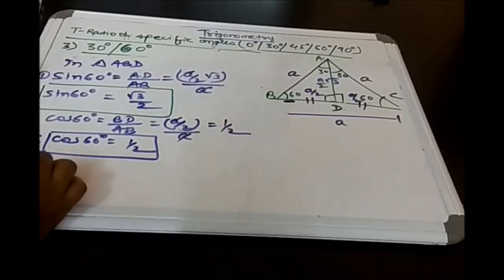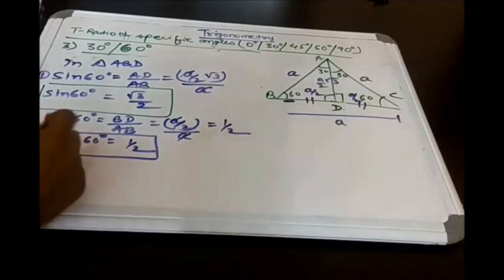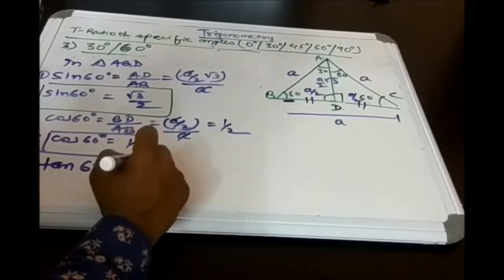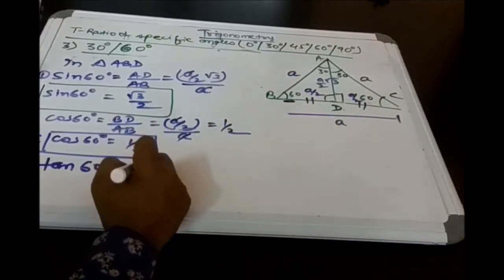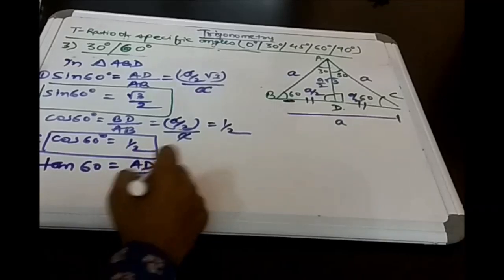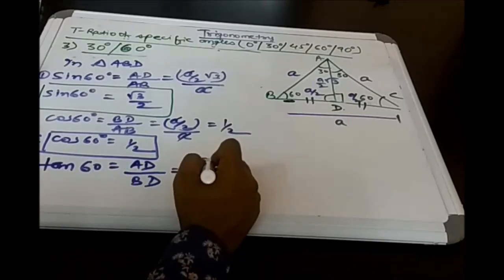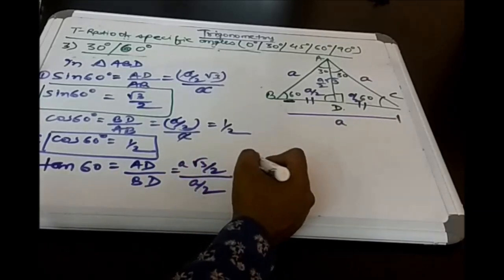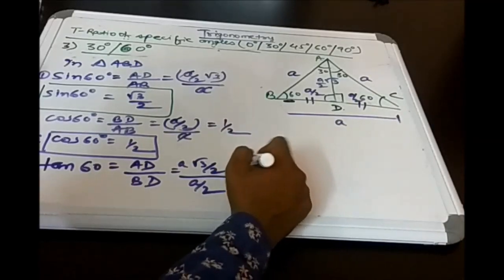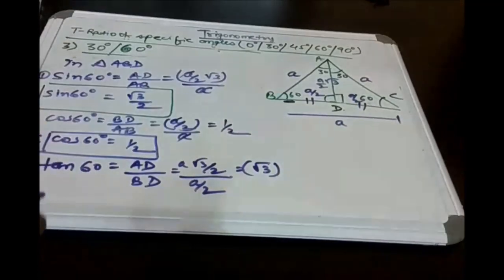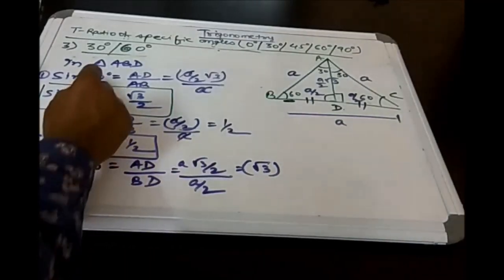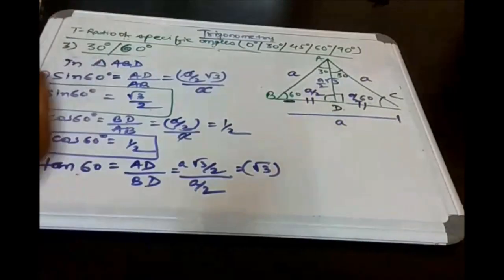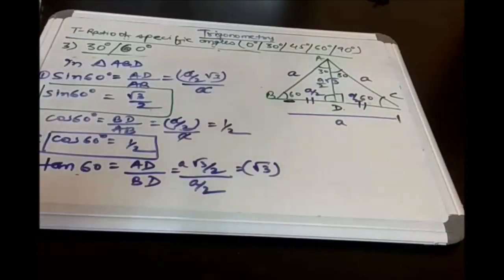We can also find through the generic method, that is tan 60 degree. Tan 60 is perpendicular by base. Perpendicular is AD, base is BD, AD is root 3 by 2 A, BD is A by 2. So it will become root 3. So tan 60 is root 3. In the other way, if you try to derive it, tan 60 will be sine 60 by cos 60. Sine 60 is root 3 by 2. Cos 60 is half. So root 3 by 2 by 1 by 2. That will also come to be root 3.